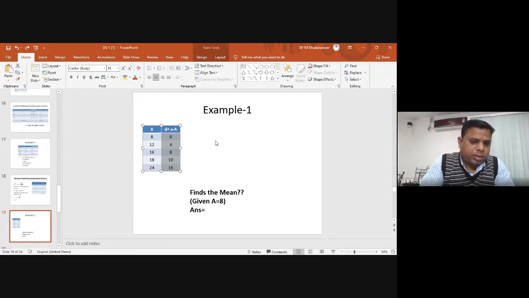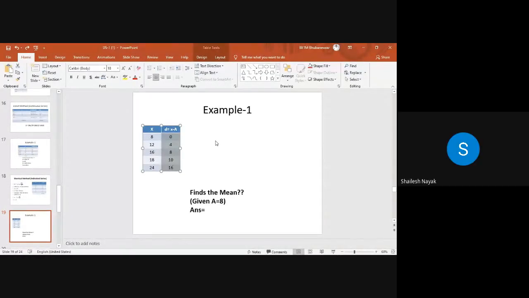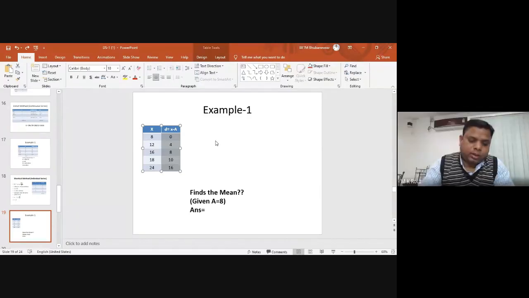Then calculate the summation of fd, that equals how much? 4 plus 8 plus 10 plus 16, that equals how much? 38. Now put this particular value in the formula.